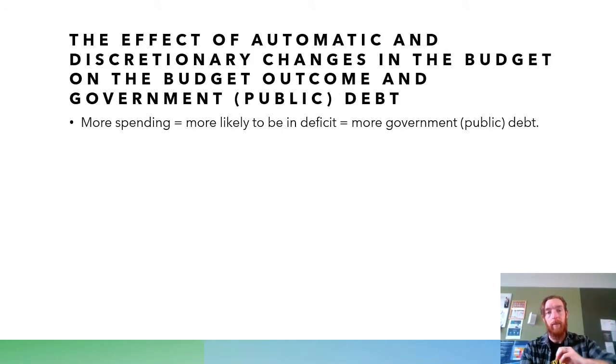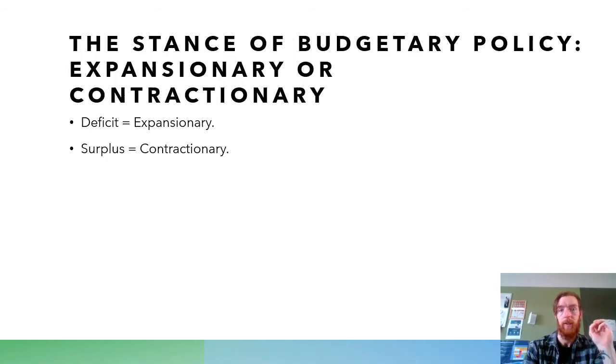Moving on slightly more, the effect of automatic and discretionary stabilizers or changes in the budget on the budget outcome and or public debt. If there is more spending or less revenues being received, we are more likely to be in a deficit, and therefore there is more government or public debt. If there is less expenses going out or less outlays going out, we are more likely to be in a surplus, and therefore there will be less government or public debt. 3 to go. We're smashing through this.